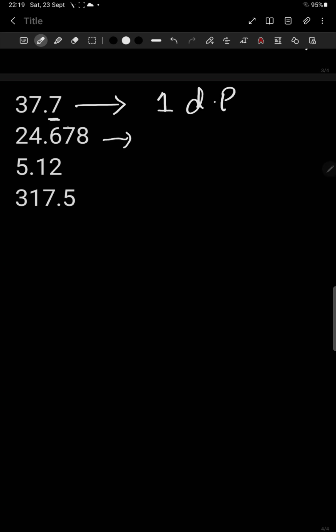Now students, the second number is 24.678. On the right side of the decimal there are 3 numbers. So the number will be called 3 decimal places, meaning after the decimal it has 3 digits. Now this number, what decimal place is it? Yes, 2 decimal places. And finally, this number after the decimal has only 1 digit. So it will be 1 decimal place.